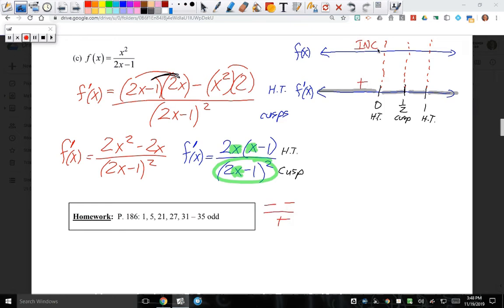Remember, all of them are positive on the bottom because of that squared piece. So let's plug in something like 1/4. So 1/4 would give me a positive. 1/4 minus 1 is less than 0, so it would be a negative. So a negative over a positive would give me a negative, which means f of x is decreasing.